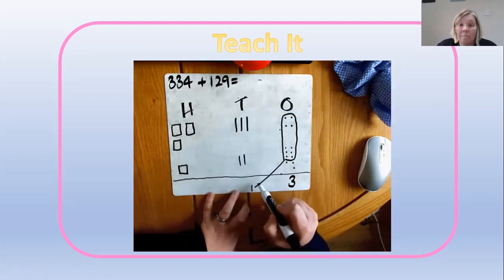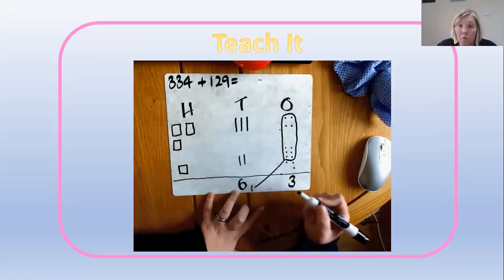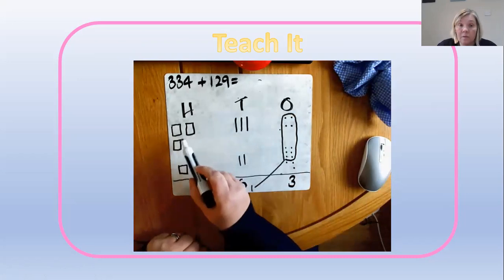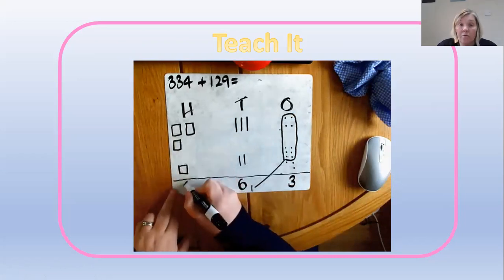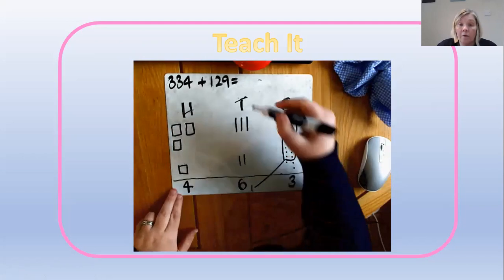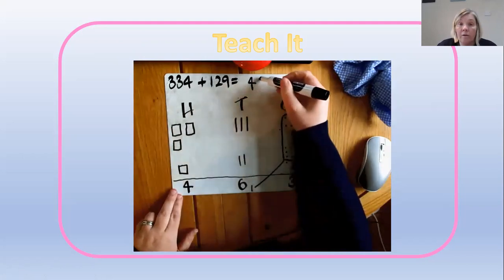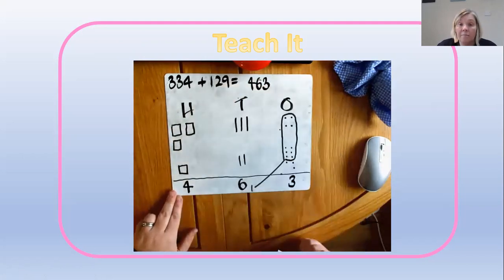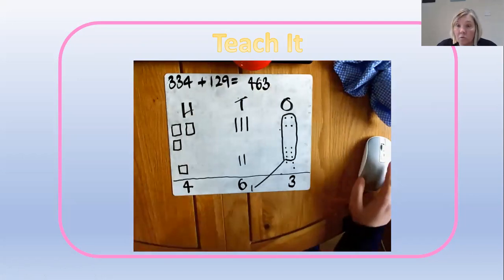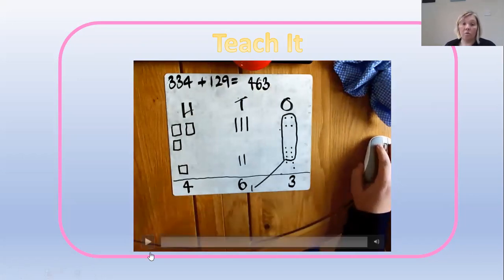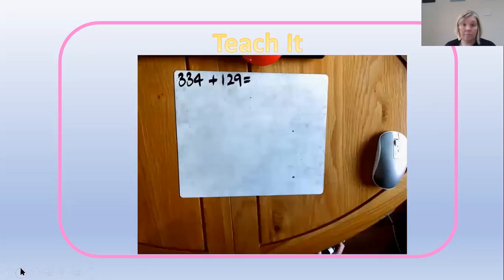I then count up my tens, not forgetting that one on the bottom. And then I count up my hundreds. So my answer is 463. That is the pictorial way of showing your understanding. So the last one, the last way we are going to show our understanding, is by writing in the formal column addition method.